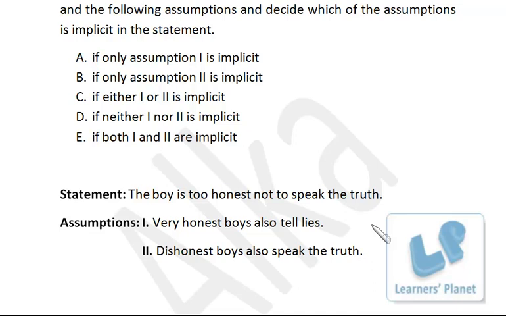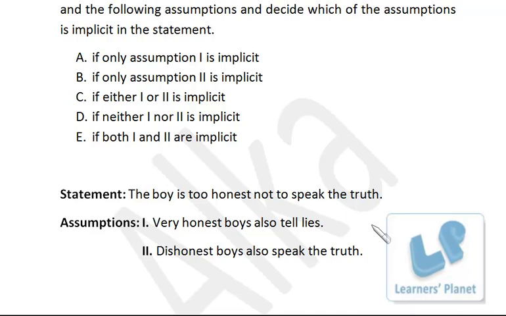Now from this statement various assumptions can be made or can be drawn. Now two of such assumptions have been given over here. Now we have to judge whether anybody can make these sort of assumptions from this statement or not. That means these assumptions are hidden somewhere in the statement. Now the statement is very simple, that the boy is too honest. We are talking about a particular boy. The boy is too honest not to speak the truth. That means he will always speak truth. He will never speak a lie.